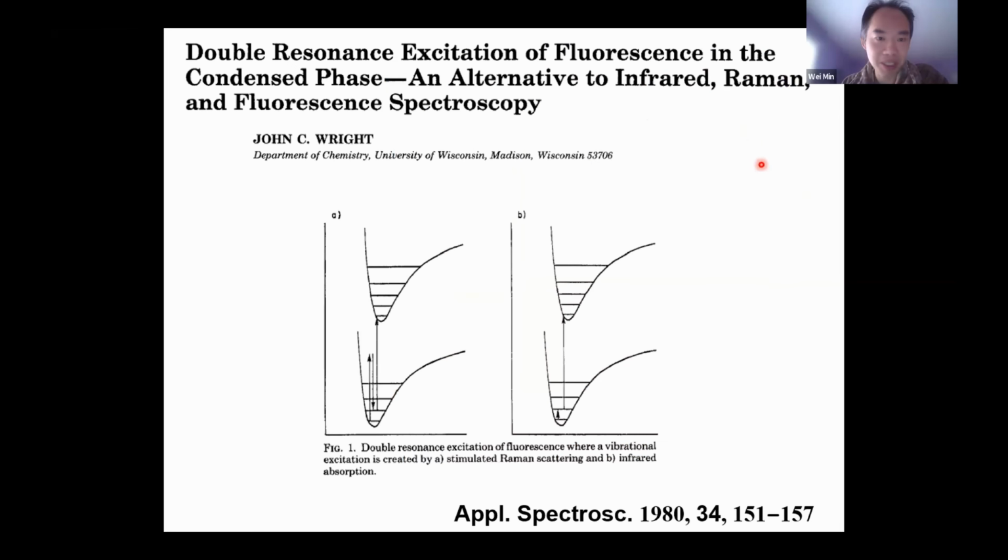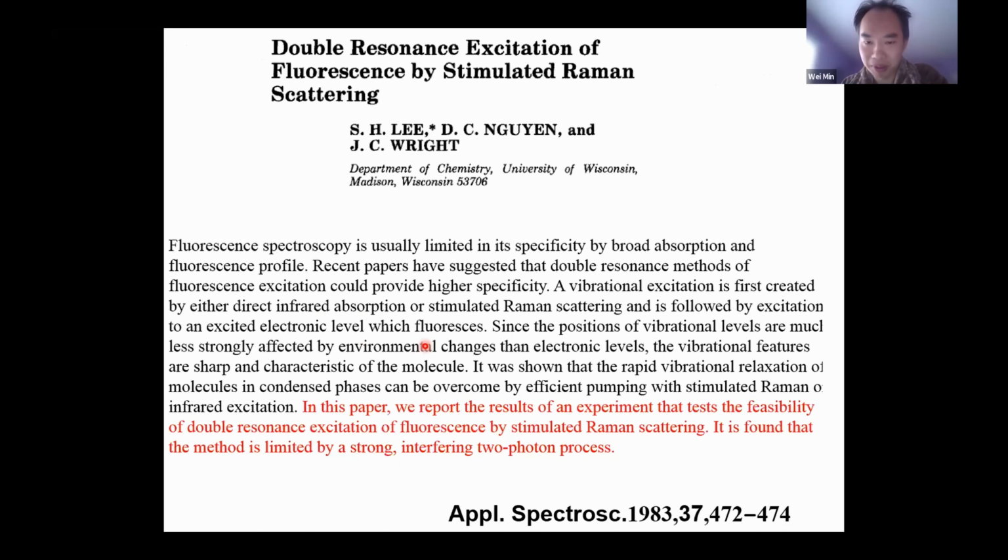So this has actually been proposed in the literature long ago by, for example, John Wright back in the 80s. He proposed, as you can see here, stimulated Raman and then fluorescence detection. He called this double resonance, but it didn't work for him. He did experiments a few years later, and they showed that it doesn't work.